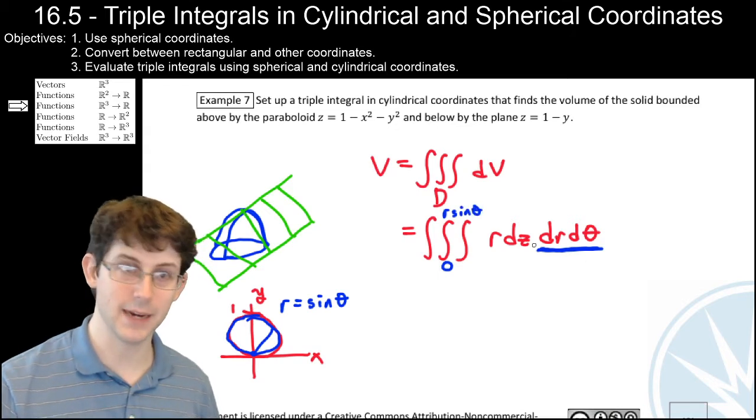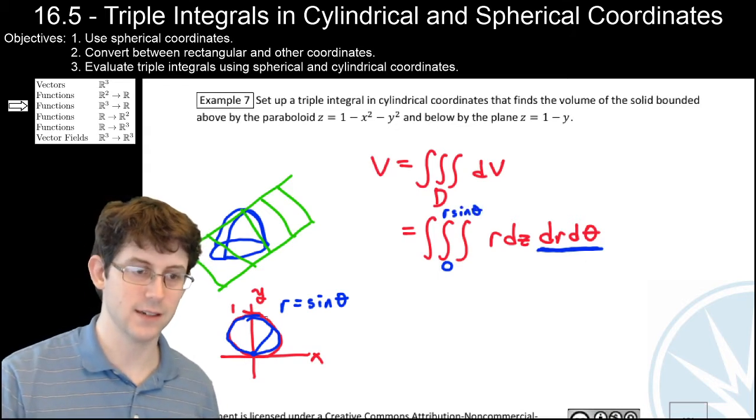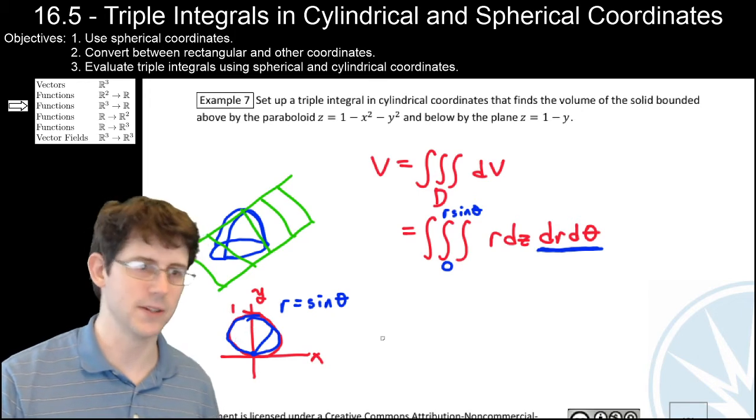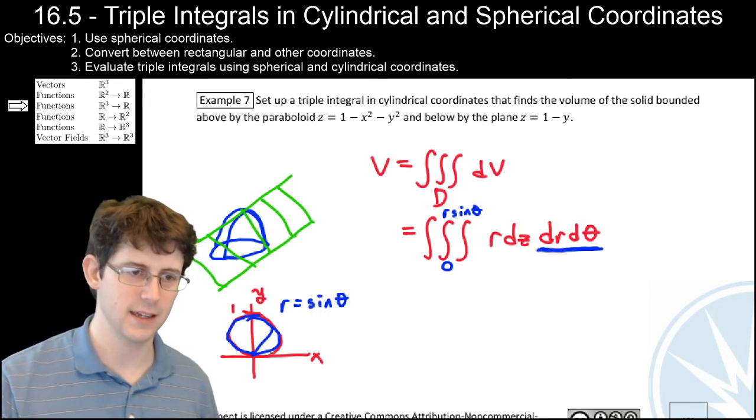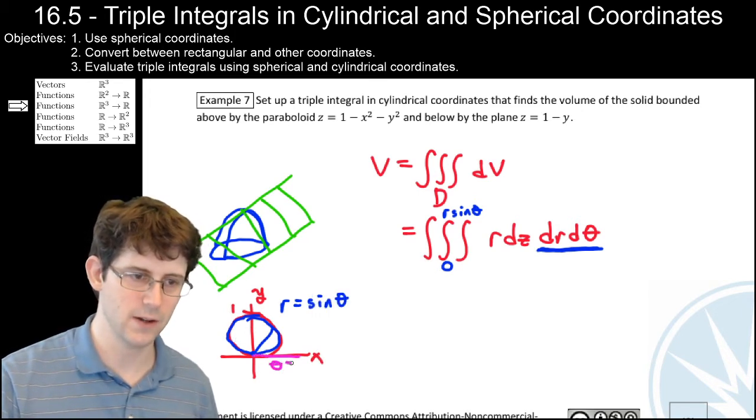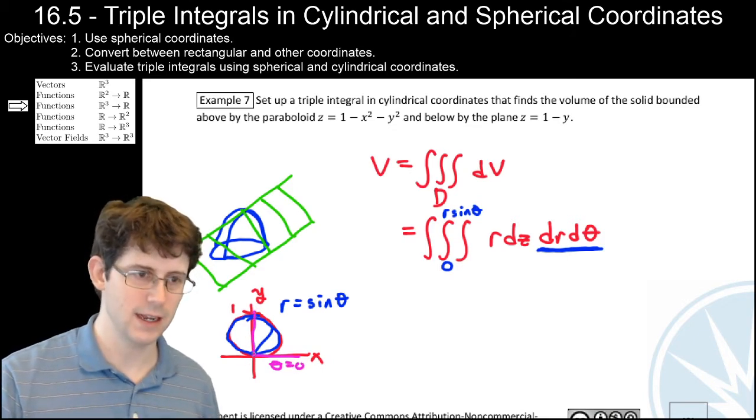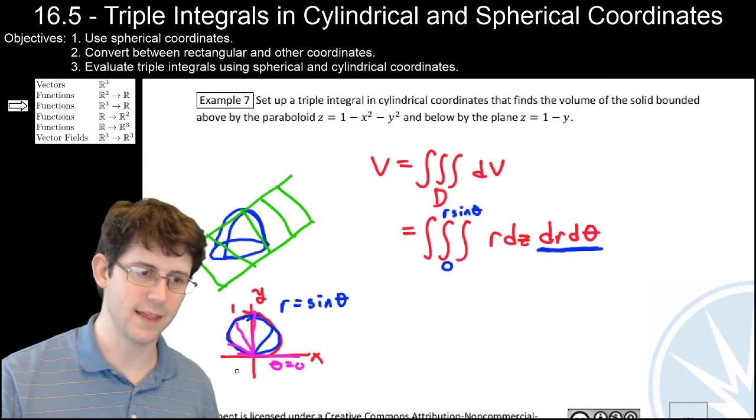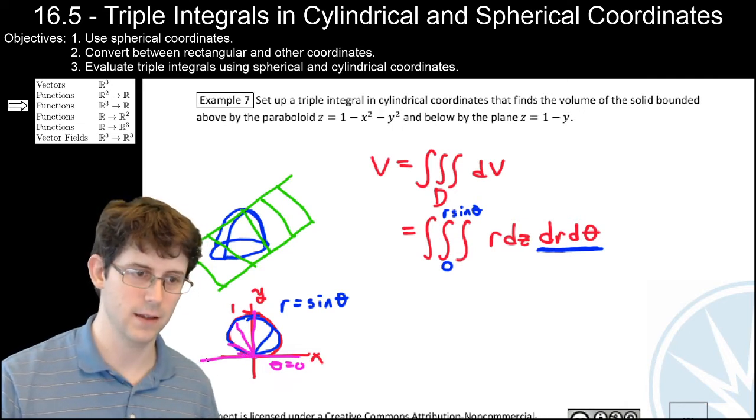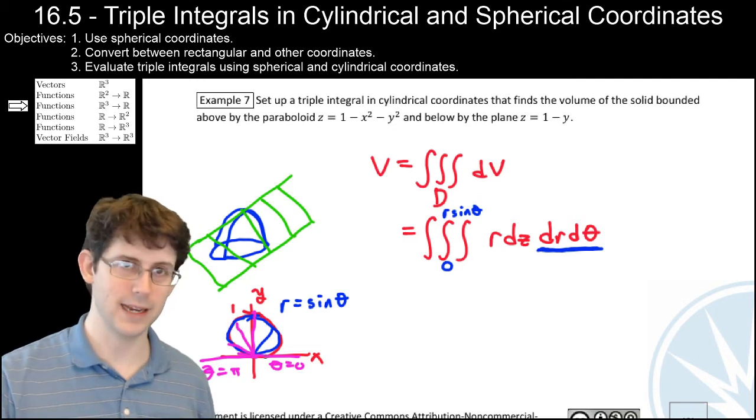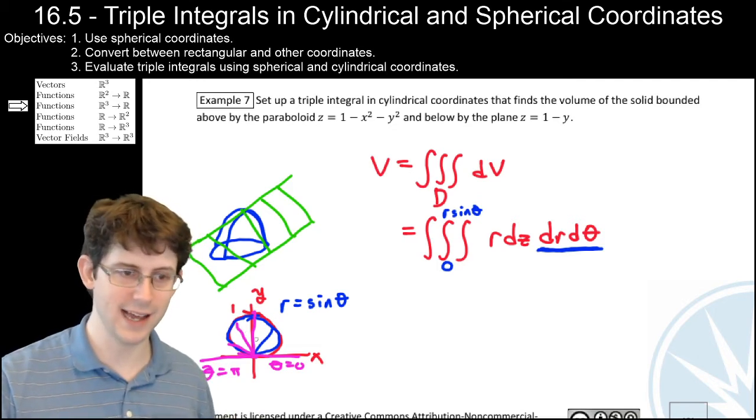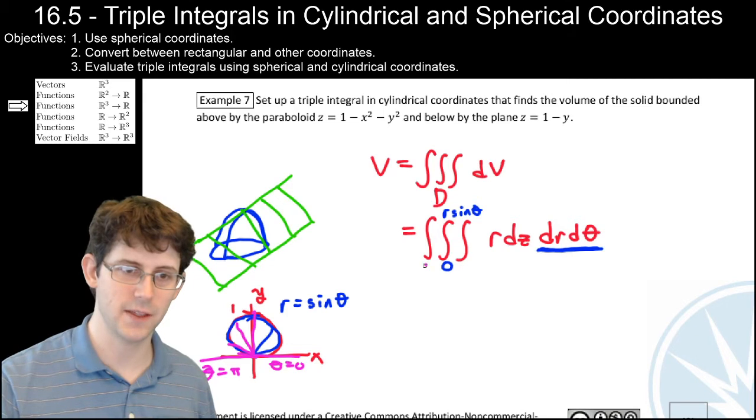But what about my theta bounds? Well, this circle, you say, oh, it's a circle, it goes all the way around. But no, that's not what theta does. Here's theta equals 0, and here's theta equals pi over 2. And the circle stops at theta equals pi. In the r theta plane, there's nothing going on after theta equals pi. So the theta bounds are actually 0 to pi.